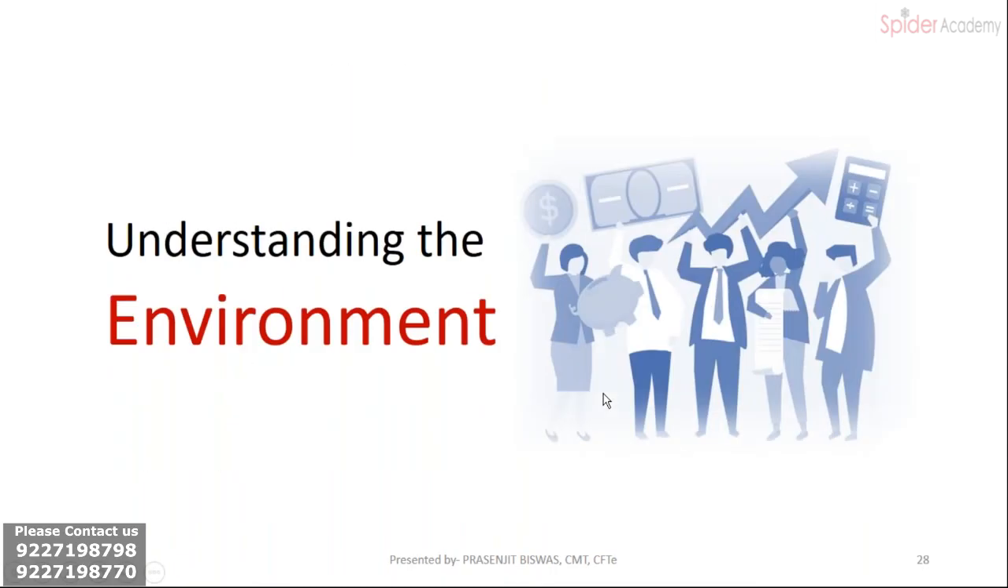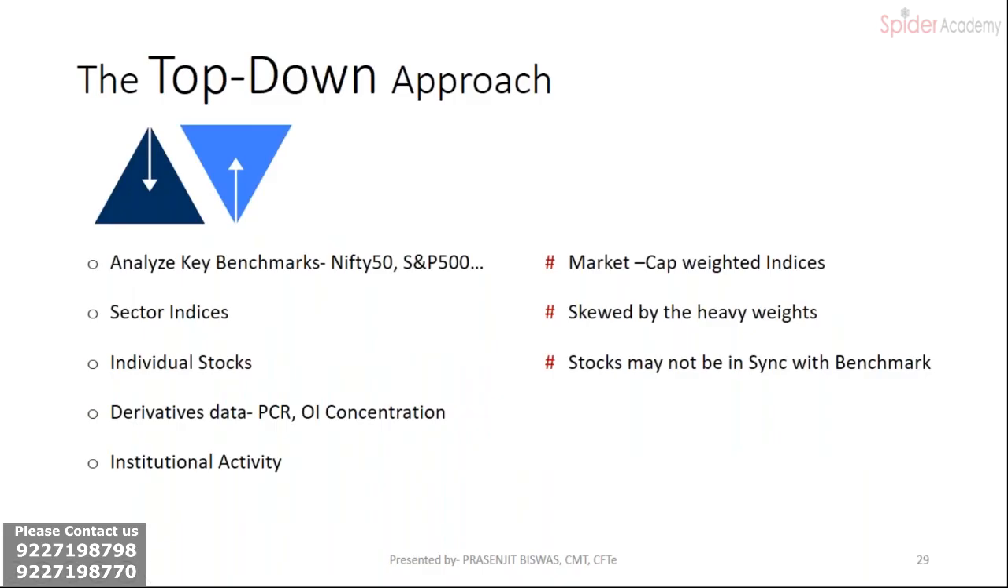Okay, so when I say environment, what has to be understood is that there is a top-down approach in terms of the overall market behavior. So when you are trying to take a trade on a particular day, it is important for you to understand what is going on around. Like, you track the global indices, you look at the sectors. A lot of people also look at derivative data and the institutional activity.